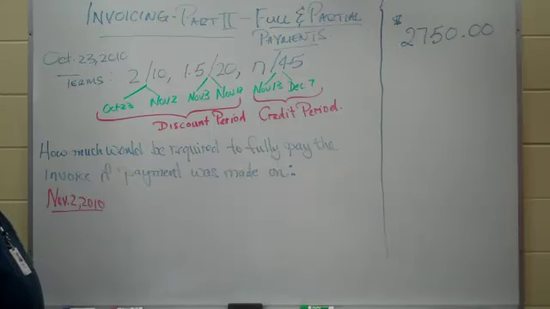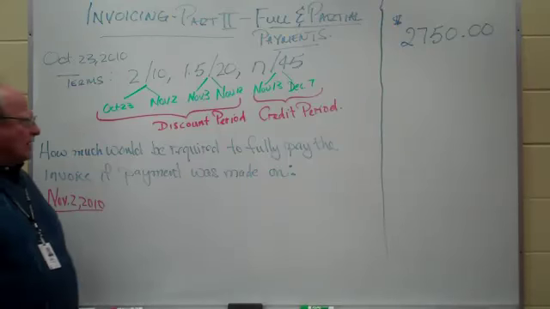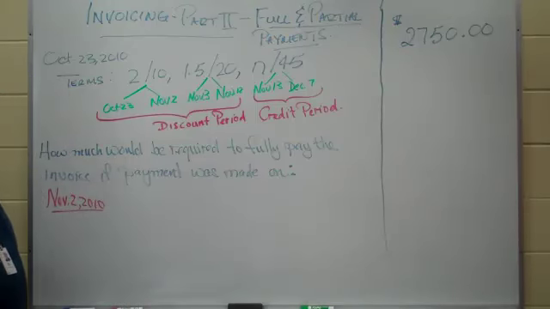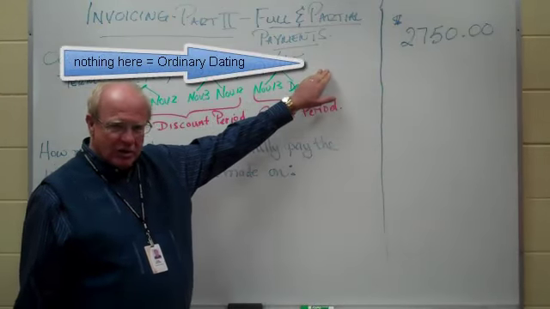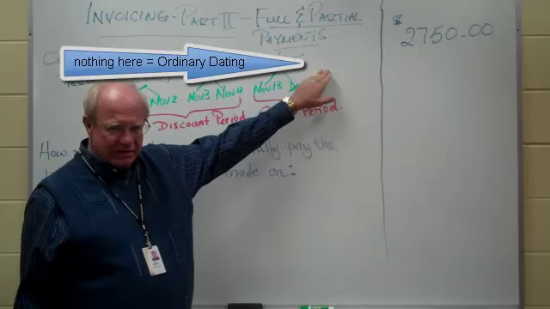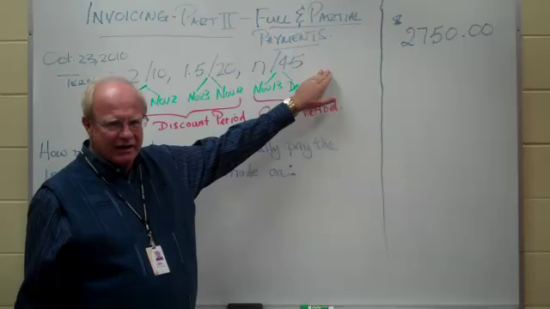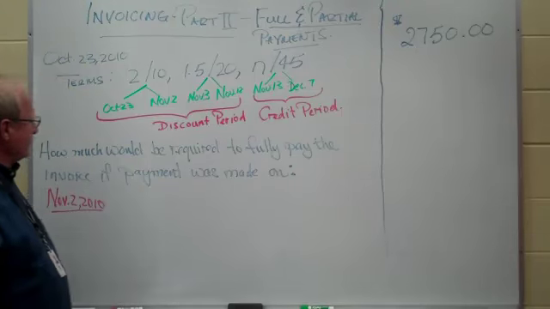So we had an invoice dated October the 23rd, 2010. The terms were 2/10, 1.5/20, n/45. And we discussed that this meant that you would get a 2% discount for the first 10 days. The dating method was called ordinary dating because there was nothing behind these terms. There could have been EOM for end of month dating, and there could have been ROG for receipt of goods dating. That again is discussed in the first video of this series.